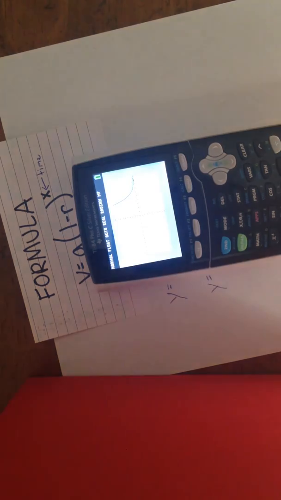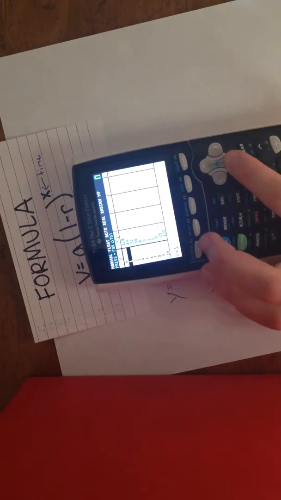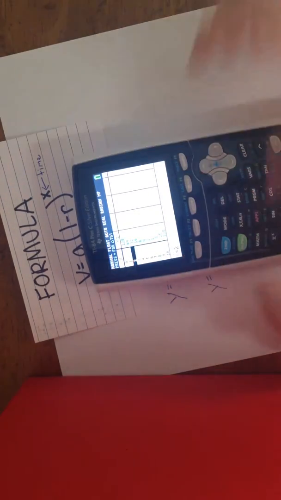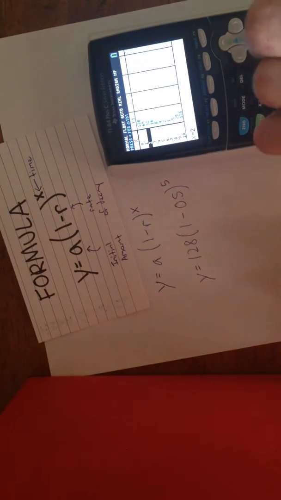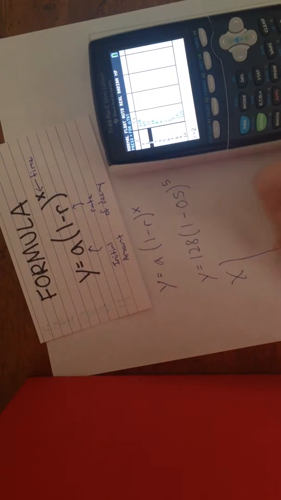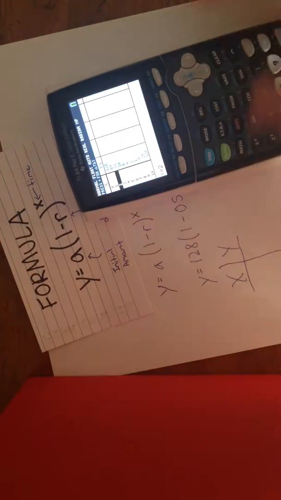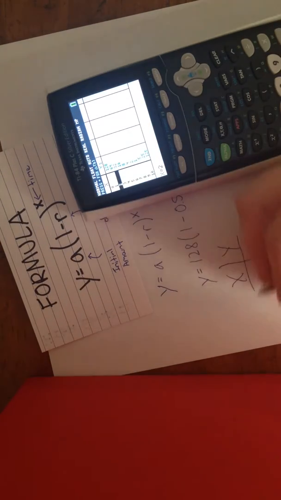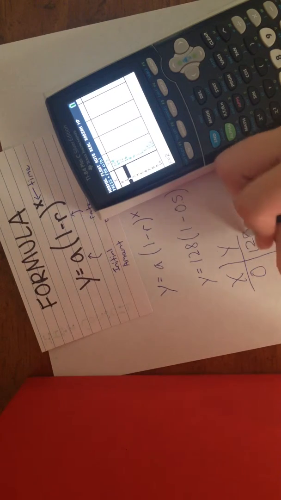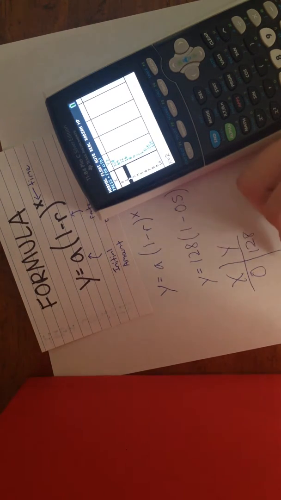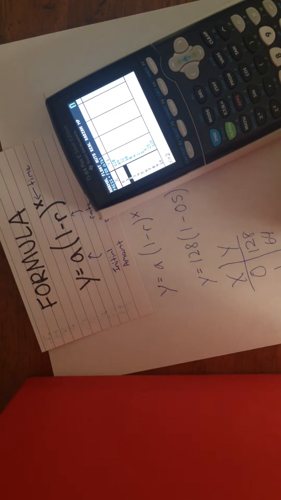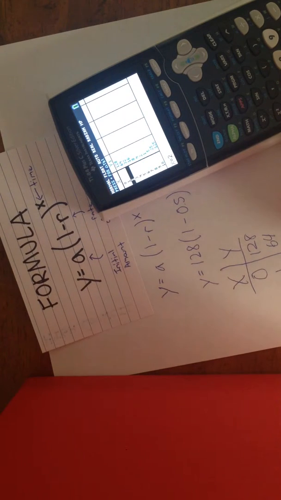Now, to get our numbers, we hit second graph, and we can have all of our coordinates laid out right here for us. So we'll make a table, x and y. So when x is 0, y equals 128. When x is 1, 64, 2, 32, 3, 16, 4, 8, and 5, 4. So this right here is our answer.